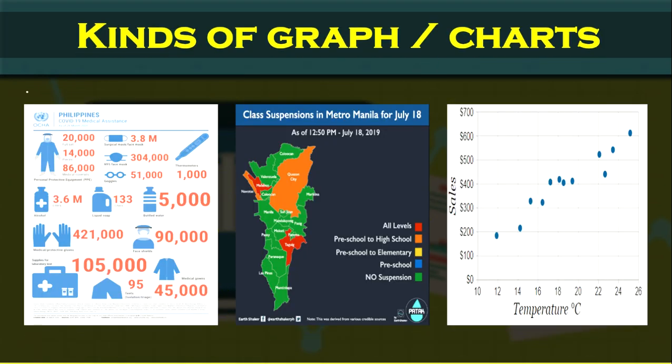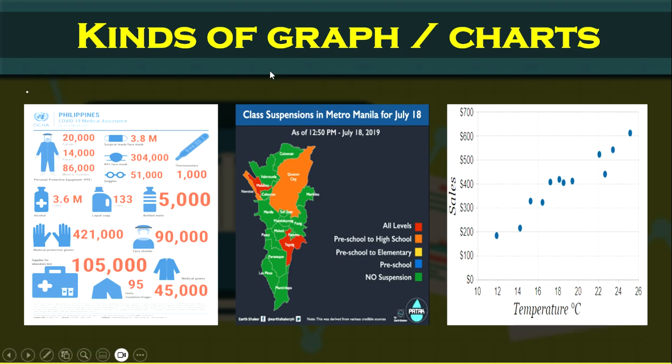For instance, as you can see here, we have an example of the pictogram with medical assistance here in the Philippines, with its count, its number when it comes to the PPE, with the surgical mask, goggles, thermometers, bottled waters, liquid soap, alcohol, medical protective gloves, and so on. So as you can see, you can summarize the numbers just by looking at this, right?